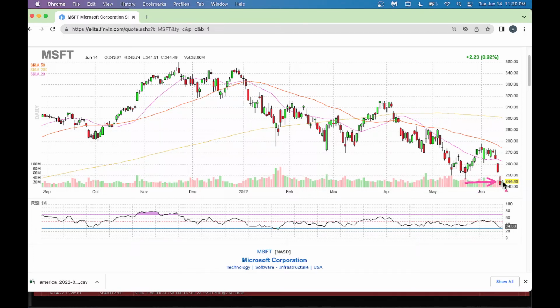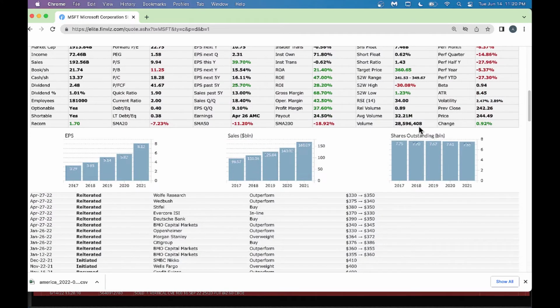And there is some slight uptick. It can go higher from these levels. Look at today's bounce, nice $2.23 bounce here. That's a good one here. And look, this company has got perfect records, nice EPS growth, no issue there, nice sales growth, and shares outstanding coming down. That's a good indication.